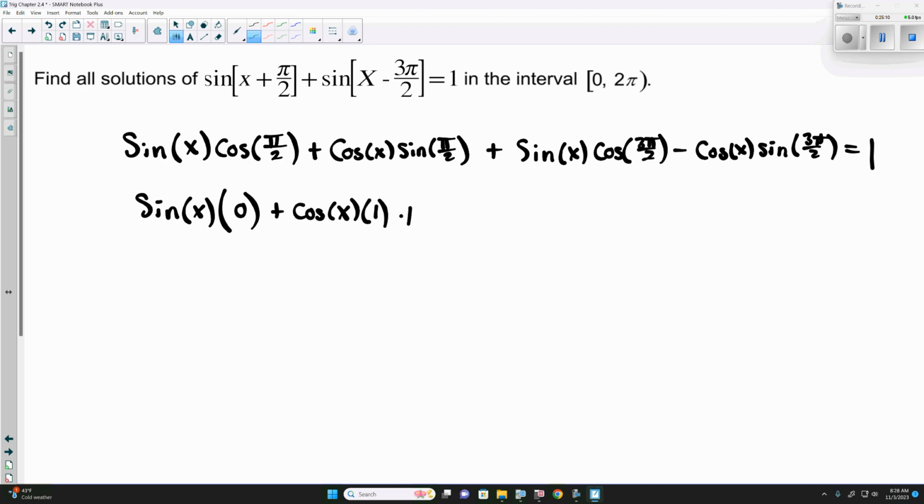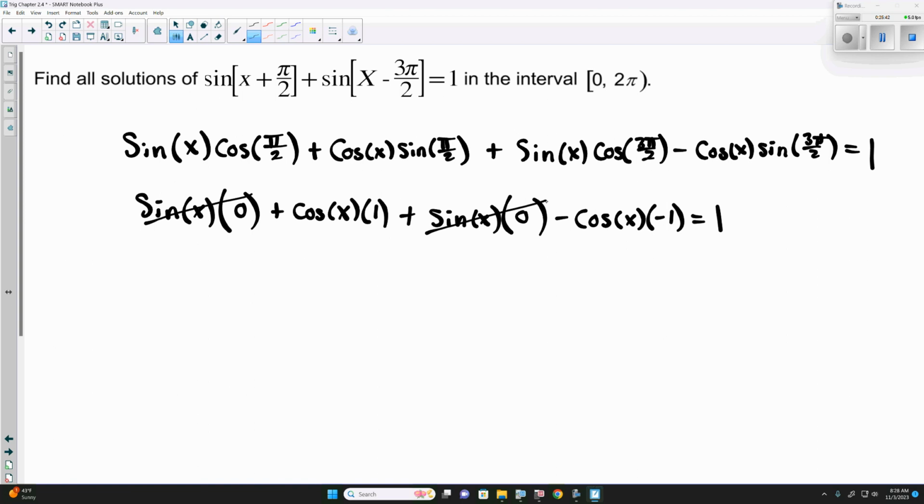Plus sine of x. Well, this time they didn't give us pi over 2, they gave us 3 pi over 2, which incidentally actually is straight down, which is 0, minus cosine of x. Well, sine of 3 pi over 2 is negative 1. Well, it's kind of nice because that's 0.